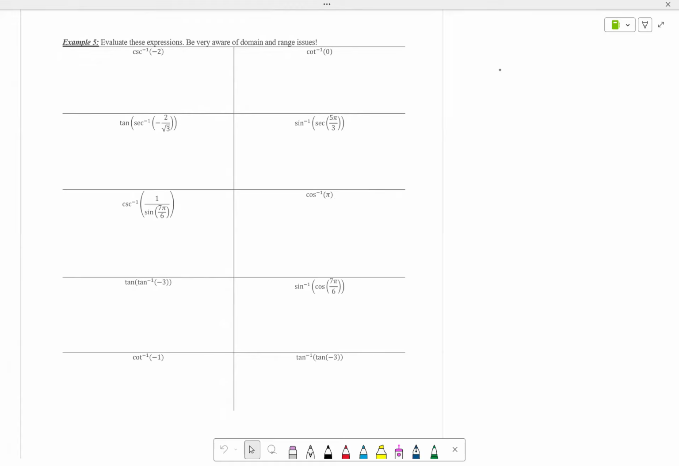Tan inverse. Well, that's my mind. Okay. Scary.